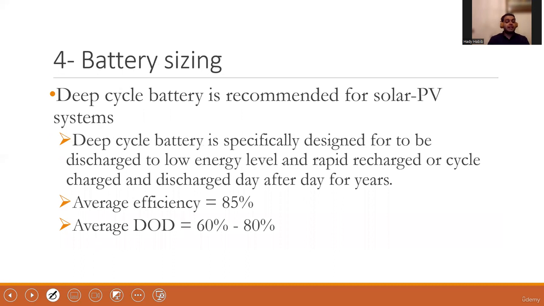For the battery sizing, you have to know that the average efficiency of most of the deep cycle batteries is 85%. And you can say that most of the people are using deep cycle batteries in solar PV systems. And the depth of discharge usually ranges between 60% and 80%.